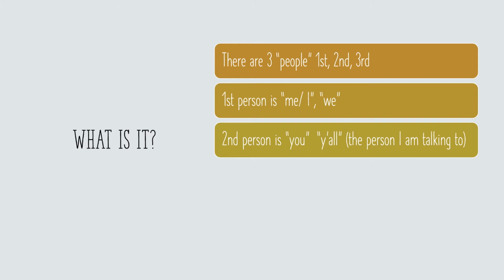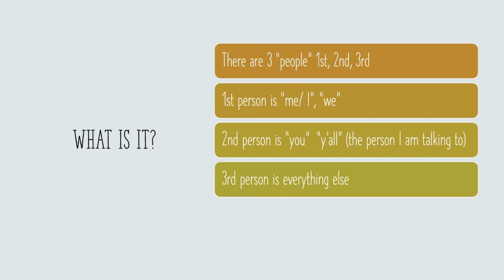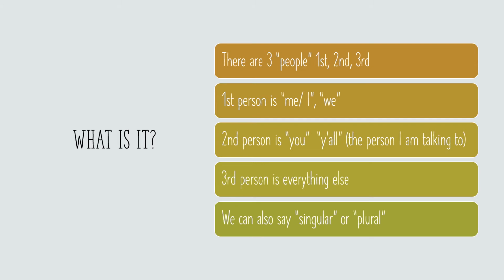You are listening. And finally, we have third person, and everything else fits under that. He, she, and in Spanish, we have the formal you, like sir, ma'am, the dog, the cat, the horse, and then, of course, all of the plurals of those as well. So speaking of plurals, we can also say singular, plural for each person. So first person singular, first person plural, third person singular, third person plural. And that just means singular is one person, plural is two or more. Pretty straightforward.